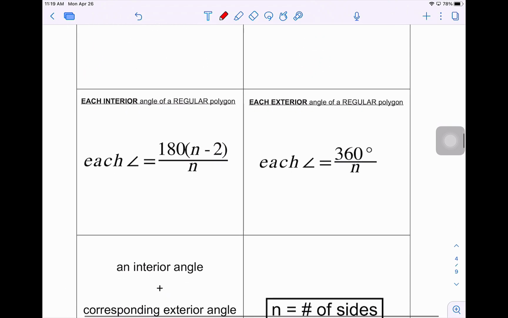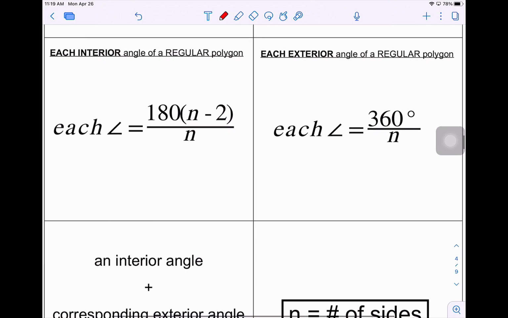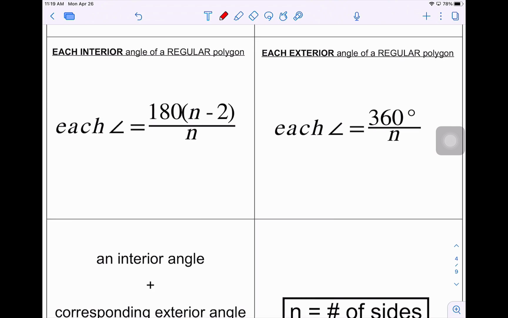Then if you take a look at the middle row here, now notice we're talking about each interior or each exterior. But one of the key parts that I want to highlight on this one is in order to use either of these formulas, you have to have a regular shape. And if you think about it, it should make some sense. Because basically all those formulas are is you're taking the sum of all the angles and then just dividing it equally. Well, I can't divide it equally if it's not a regular shape.